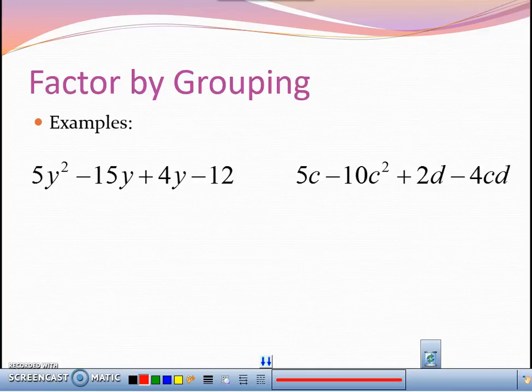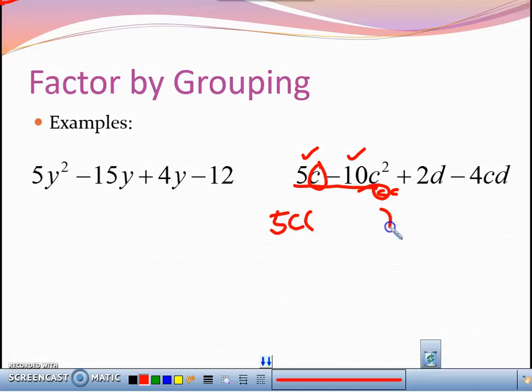Next one is 5c minus 10c squared plus 2d minus 4cd. So let's try that one. So first you have to do the first 2. Their GCF, look at the numbers. 5 and 10, the GCF is 5. And then c, you have 2 c's here, so they only have 1 c in common. So put that in the front.